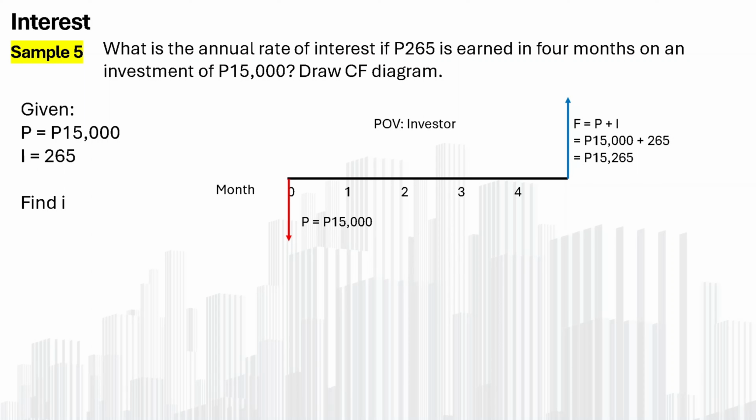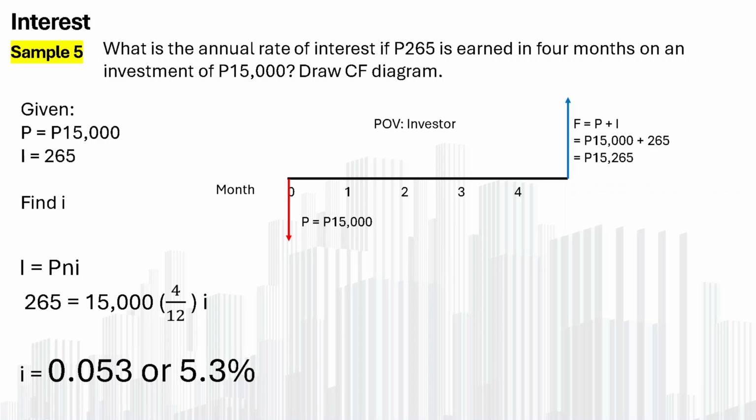Now, knowing the future value and the present value, we can still determine the interest rate, which is simply I equals to P, and I, without even determining the future value here actually. So that's 265 equals to 15,000 times 4 over 12, times I, which is the unknown, and I here is simply 5.3%.